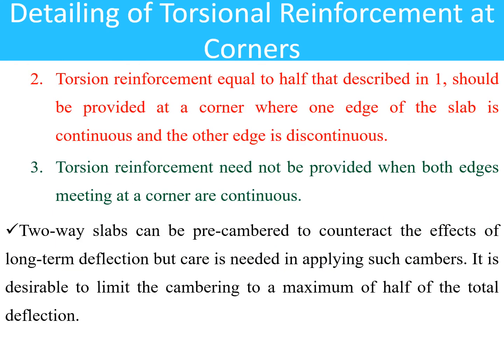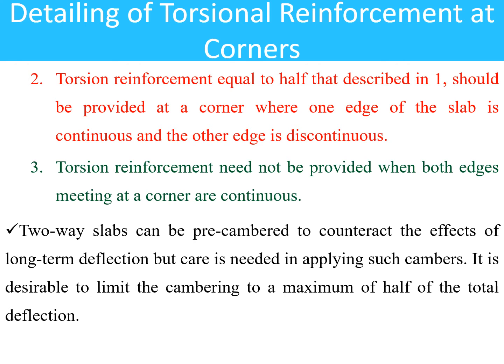Torsional reinforcement equal to half that described above should be provided at a corner where one edge of the slab is continuous and the other edge is discontinuous. Torsional reinforcement need not be provided when both edges meeting at the corner are discontinuous.